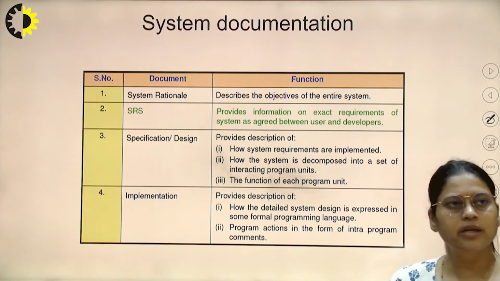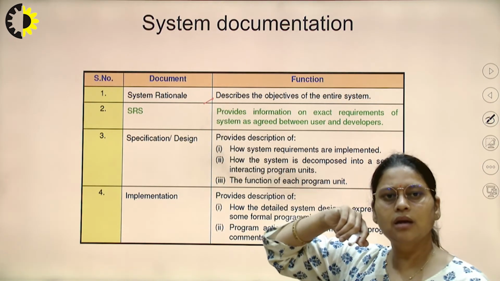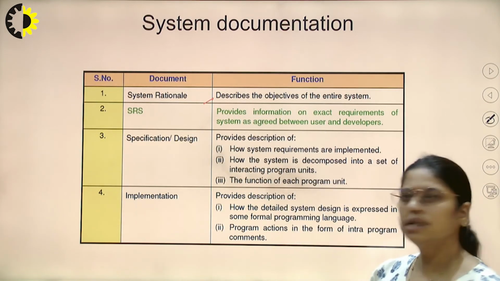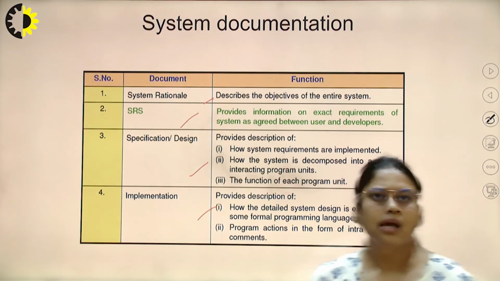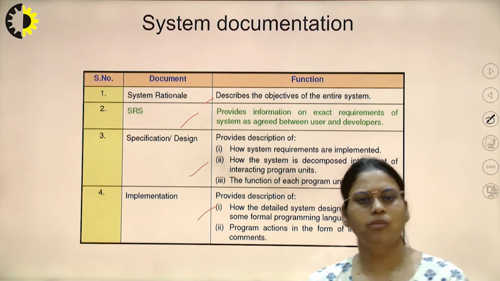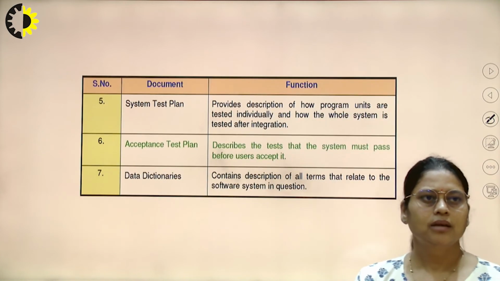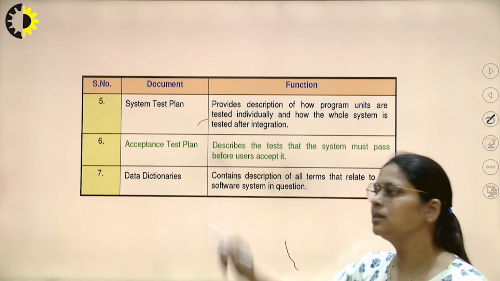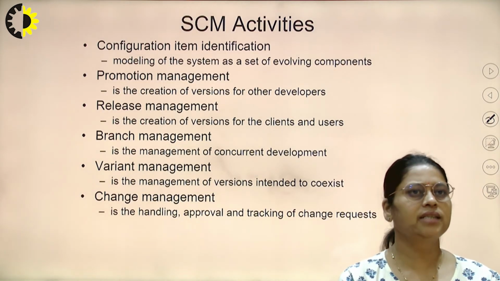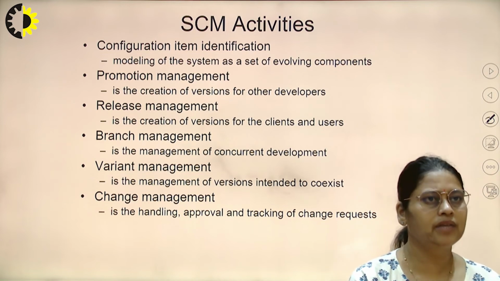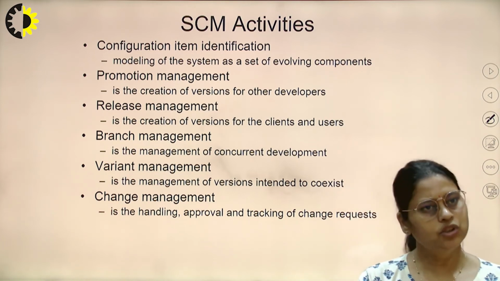And this is the documentation for the system administrator part. Here the documents to be prepared are the system rationale, which describes the objective of the entire system, then SRS, then design, then the implementation part. This is basically the technical documentation, which is used only by the developer or system administrator. It includes system test plans, acceptance test plans, and data dictionaries. So these come under system documentation. These are the various activities of SCM: configuration identification, promotion management, release management, branch management, variant and change management.